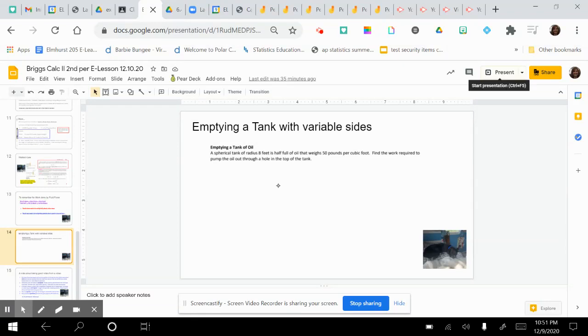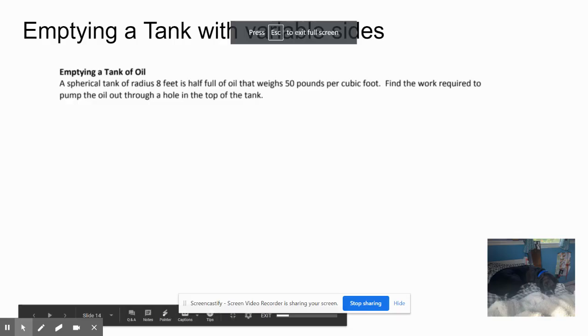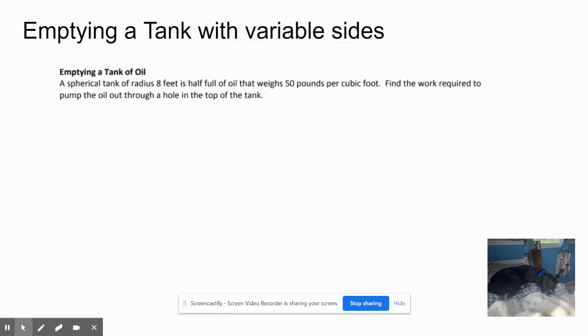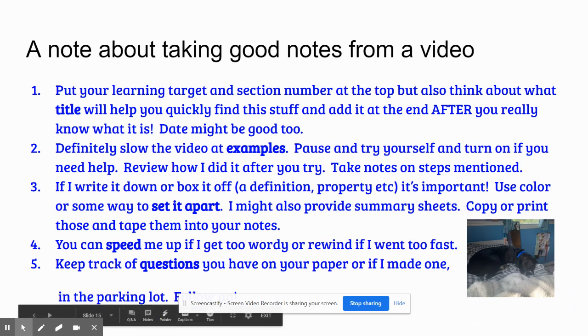Okay, just to grapple with the problem a little bit at first, you have this spherical tank, radius 8 feet, it's half full of oil that has a density of 50 pounds per cubic foot. I know it says weight, but it's saying weight per cubic foot, so that's really a density there and not a force unit of 50. Find the work required to pump the oil out the top of the tank. That's what we're after here.